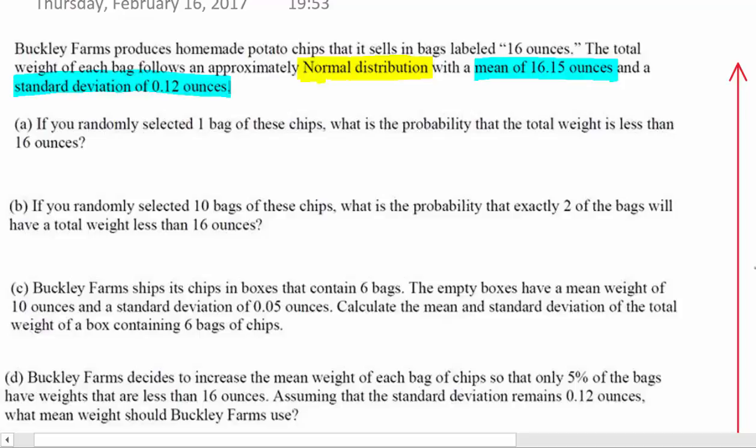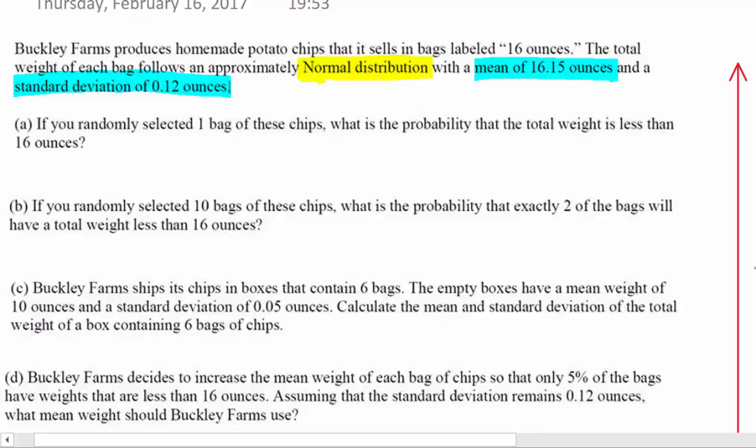So part A says, if you randomly select one bag of these chips, what is the probability that the total weight is less than 16 ounces? Okay, fairly simple. That's just a simple computation of a z-score to compute the probability. Part B, if you randomly select 10 bags of these chips, then what is the probability that exactly 2 of the bags will have a total weight less than 16 ounces? So I'm thinking some combinations in that problem.